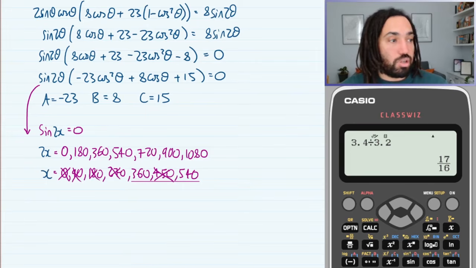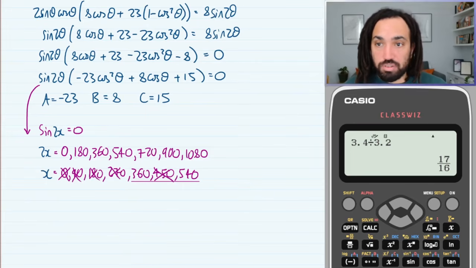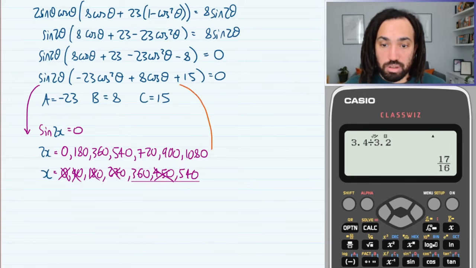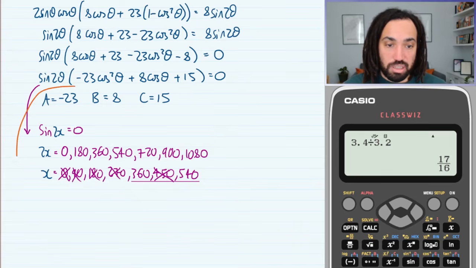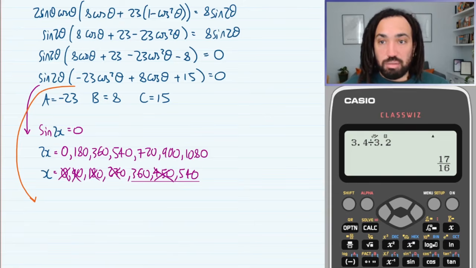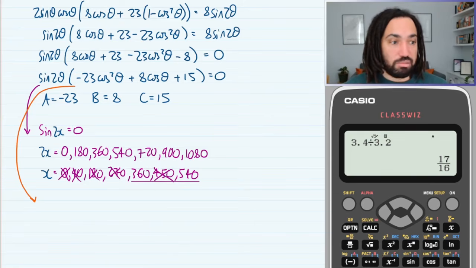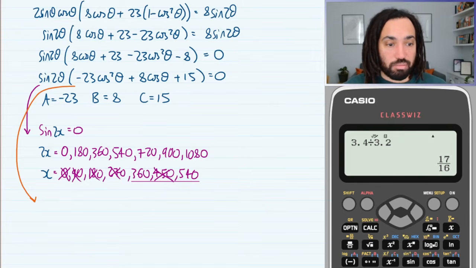Okay, so how else can we make this equation equal to 0? Well, if this part over here is equal to 0, this part of the bracket. Okay, let's come around this side. Nice. So that's a quadratic. So we'll need to solve that quadratic, and I'll use my calculator to do it, which I think is fine.